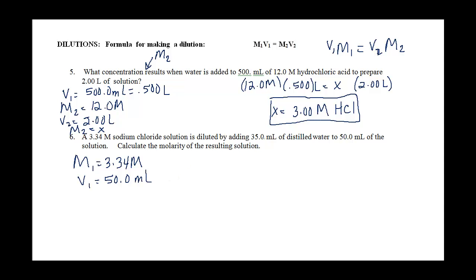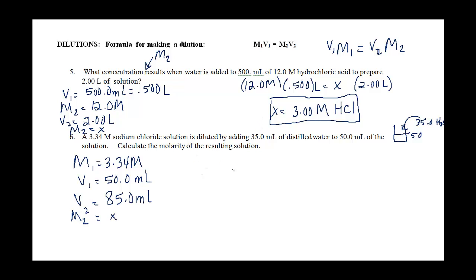Okay, so picture what I had. And this is where if you can imagine it. So I had 50 milliliters. Then what did I do? I added another 35 milliliters of water. So what is my final volume then? It would be 85 milliliters. And you want to know, what is this concentration?